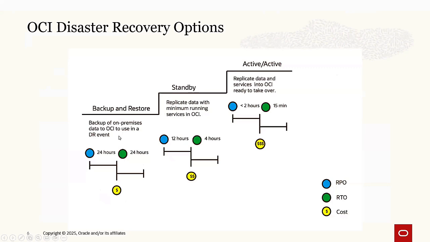One of the aspects that we provide for you is backup and restore, where you back up on-premise data to OCI to use in a disaster recovery event. For very little money, you can get 24 hours of recovery point and 24 hours of backup. But if you're running a real business, even if it's internal customers, even if it's talking about your employees, that might not be tolerable.